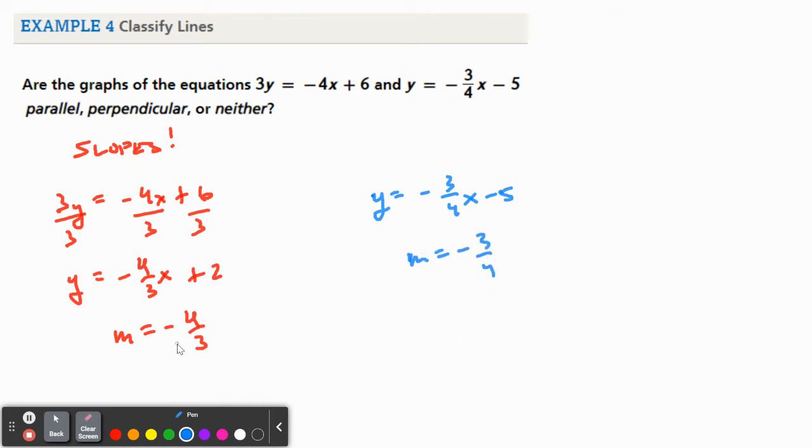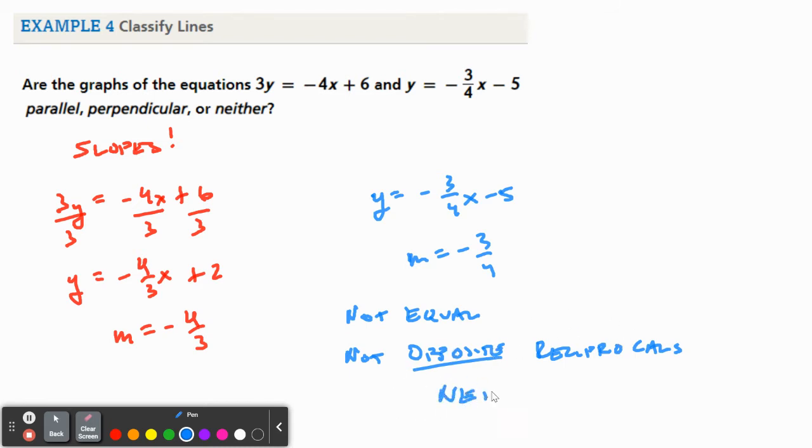And now we compare. How does negative 4/3 compare to negative 3/4? Well, they are definitely reciprocals, 4/3, 3/4. But notice that they're both negative. They're not opposite reciprocals. So these two slopes are not equal, which means they're not parallel. They are reciprocals, but they're not opposite reciprocals. And because they're neither of those two, their relationship is neither parallel nor perpendicular. They are neither.